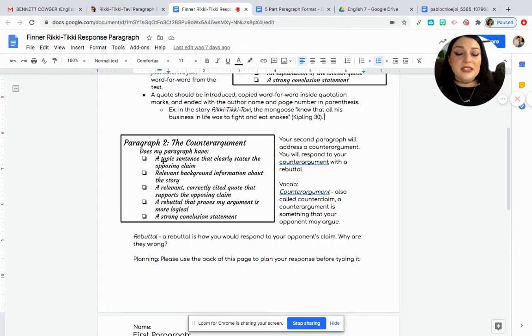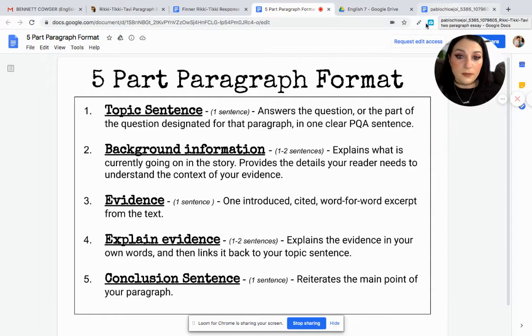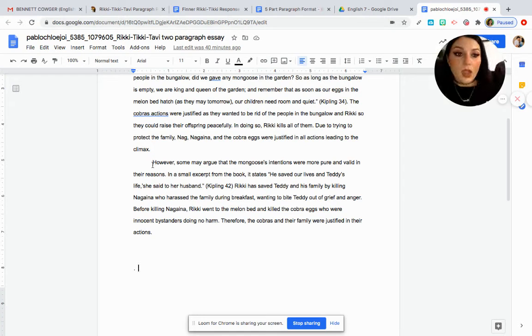We're going to start with a topic sentence that clearly states the opposing claim. Let's look at how this would be done. Again, in the 5-part paragraph, this is just going to be one sentence long for a topic sentence. In the student example, the student said that the snakes were in the right and that Rikki-Tiki, the mongoose, was in the wrong. So let's see how he addresses this in his counter argument or his rebuttal.